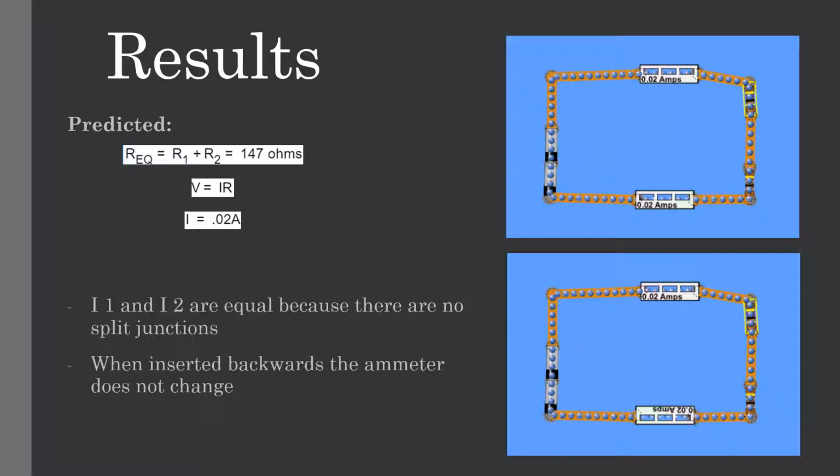Using Ohm's law, I correctly predicted that the current was 0.02 amps. Currents I1 and I2, which are where each of the ammeters are located, are equal because there are no split junctions. And, when inserted backwards, the value of the ammeter does not change.